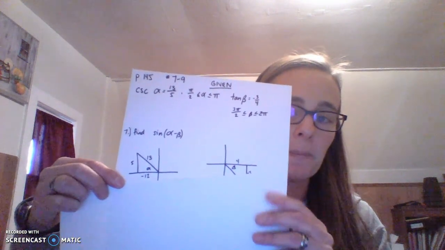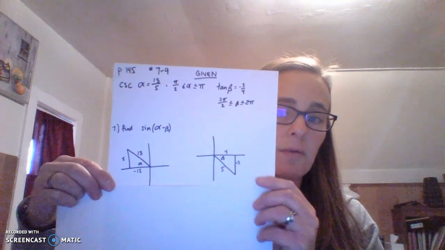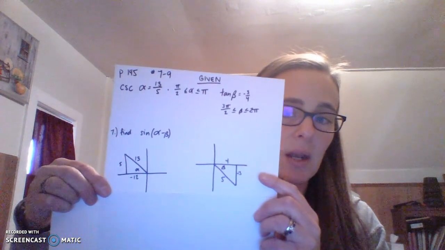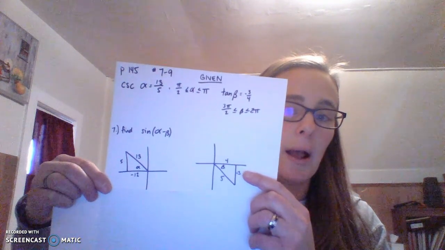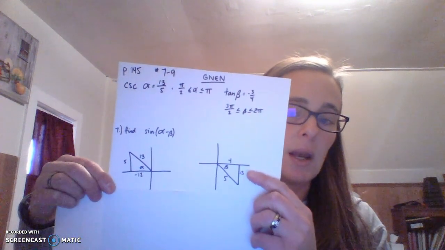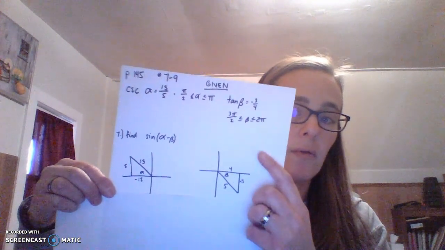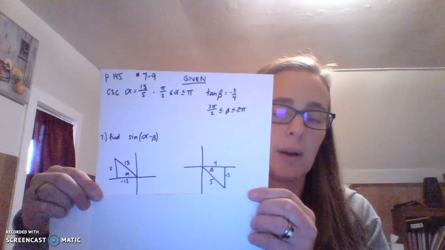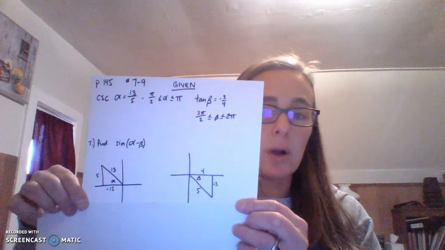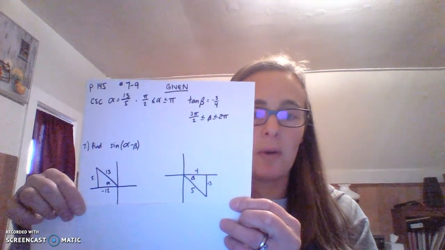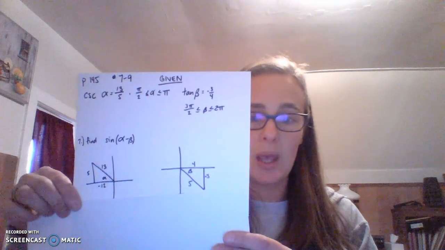So there's alpha. And then beta in quadrant 4, we're given that tangent of beta is negative 3 over 4, so opposite over adjacent, and we've got this in the negative direction, negative 3 over 4. And then our hypotenuse, we recognize 3, 4, 5. That's a pretty easy special right triangle. Now we've drawn our triangles, so we should be able to find sine of alpha minus beta.